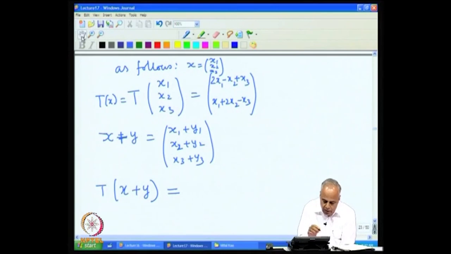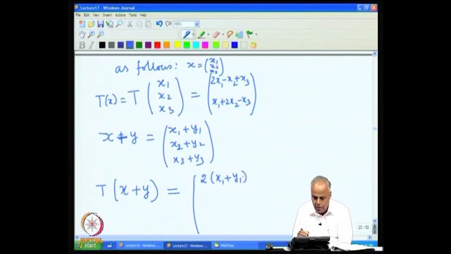The first component that is to be formed is made up of all the three components of the original vector. It takes two parts of the first component, subtracts one part of the second component and adds one part of the third component. So, if we want to do the same thing, we have to take 2 times the first component of x plus y. What is the first component of x plus y? x1 plus y1. From that, we must subtract the second component, x2 plus y2, and then add the third component, x3 plus y3.